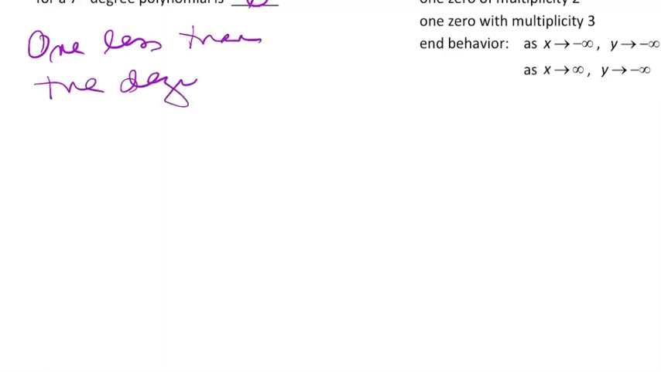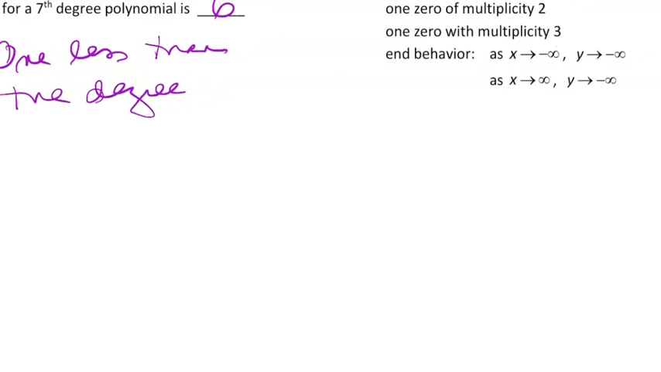The maximum number of turning points for a 7th degree polynomial is always 1 less than the degree. Don't get that wrong, because a lot of people got that wrong on the quiz. So it's going to be 6. It's always 1 less than the degree. Now, if you plotted a 7th degree polynomial and you didn't see 6 turning points, that's okay, because 6 is the maximum number of turning points. It could have fewer, but the max is going to be 6.